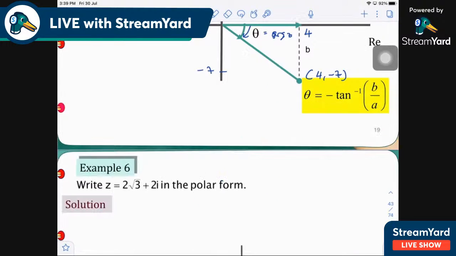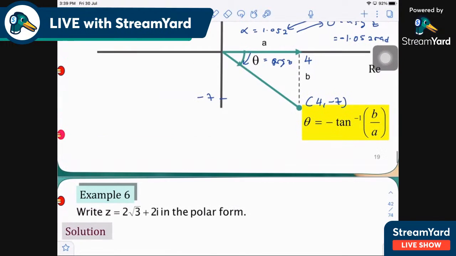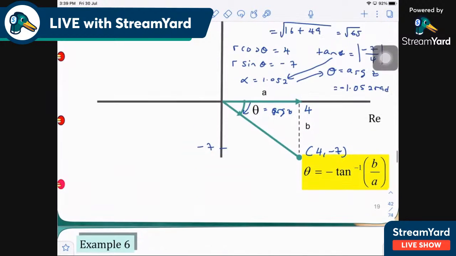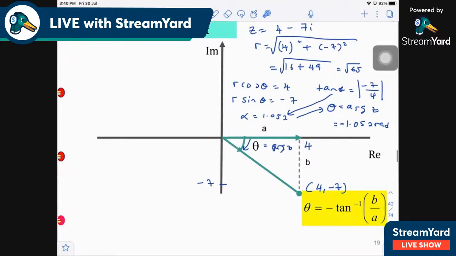Okay. So once you get this ready, now we go to polar form. Under polar form, Z there can be written as square root 65, the r there, cos theta, cos negative 1.052 plus i sine negative 1.052. Okay, we get this already. So here I get square root 65 cos 1.052 minus i sine 1.052. That's my final answer.